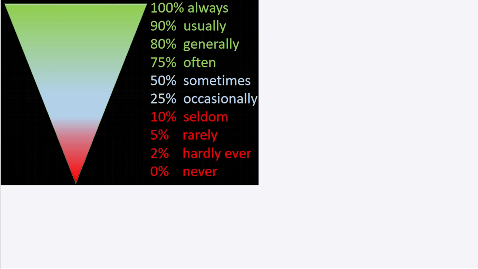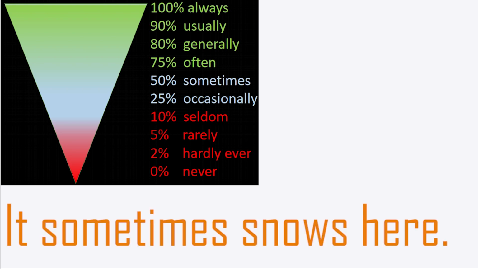Then there are some adverbs of frequency in the middle, like usually, generally, often, which are quite positive. Some are neutral, like sometimes, occasionally. When I say it sometimes snows here, that means it happens 50% of the time. I mean 50-50.